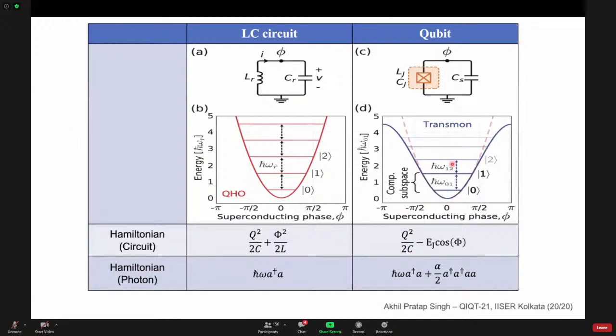And the difference between the spacing of the 1-2 level and the 0-1 level is something we call anharmonicity, and that is depicted by this alpha. So if alpha is 0, it means all the levels have the same spacing, so it becomes the same as a harmonic oscillator. So it cannot be used as a qubit. But if we introduce this Josephson junction, it gives us this cosine function in the Hamiltonian, which corresponds to this nonlinearity. So this is what these 0 and 1 we call the qubit, and this is our computational subspace among all the higher states.